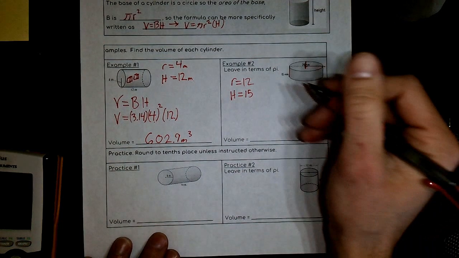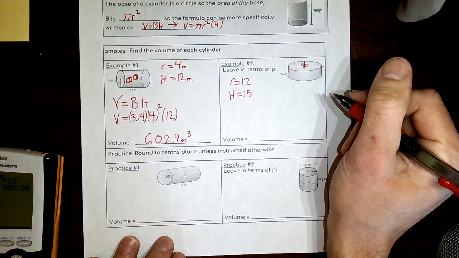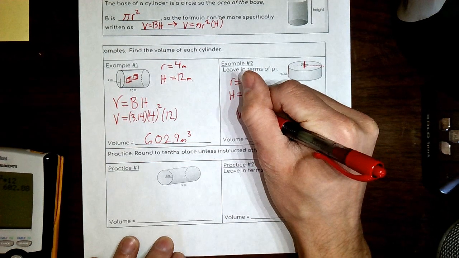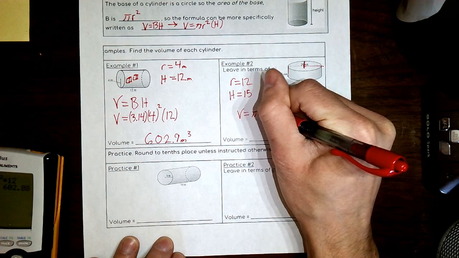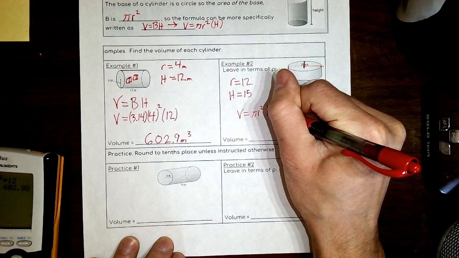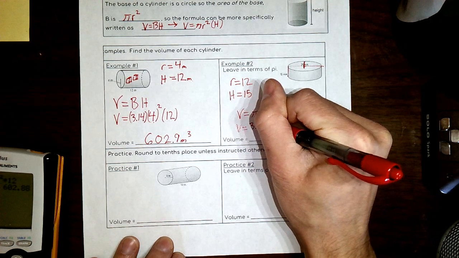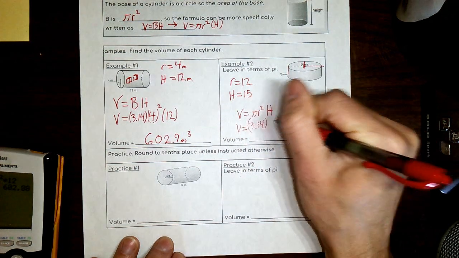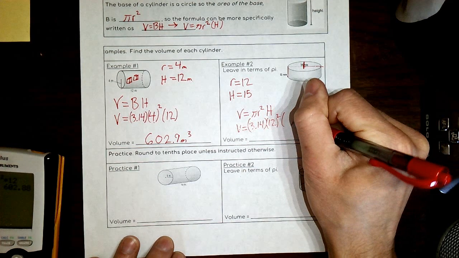Okay, so then we have our volume formula. Volume again equals BH. I'm going to go ahead and just write it as volume equals pi r squared h, and then we'll fill those in. Volume equals 3.14 times 12 squared times the height, times 15.